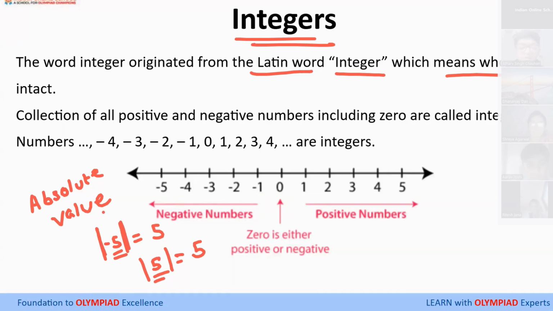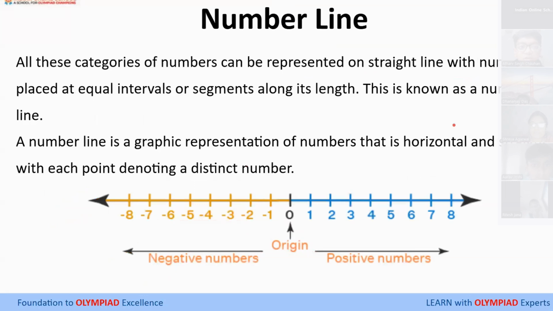Ma'am, what is the spelling of the word mods? M-O-D, mods. This is a symbol that's not used usually. The term used is absolute value only. Absolute value is the term used. Okay, next coming to number line.